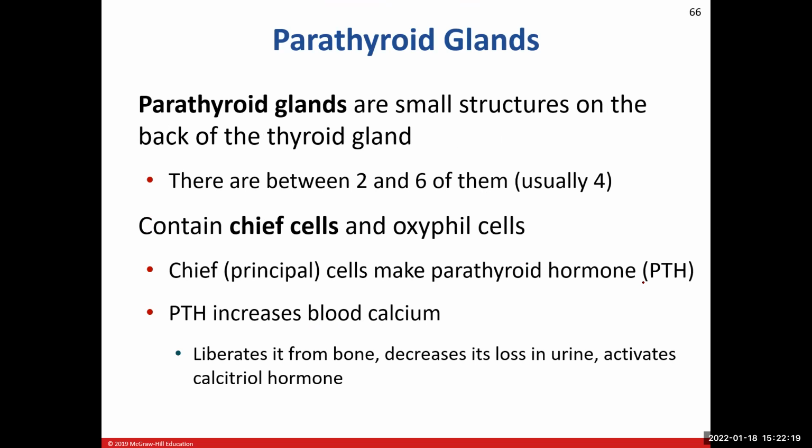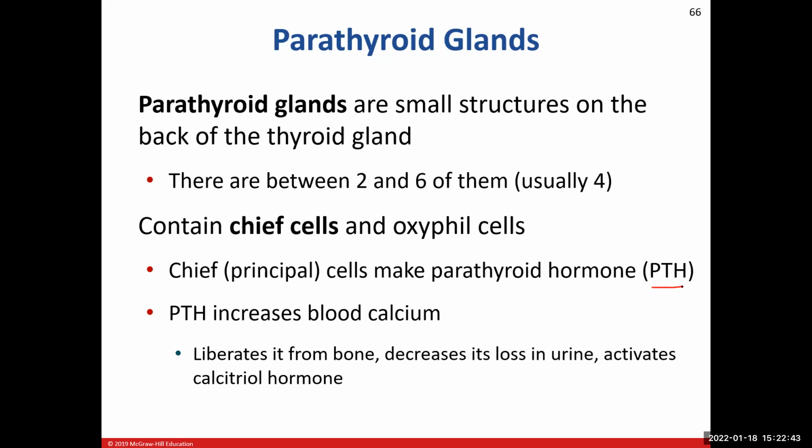You heard me mention earlier about the parathyroid glands. These are little glands that sit on the posterior portion of the thyroid gland. Normally there's 4, could be as low as 2, but as many as 6. And they have a couple cells here of note.